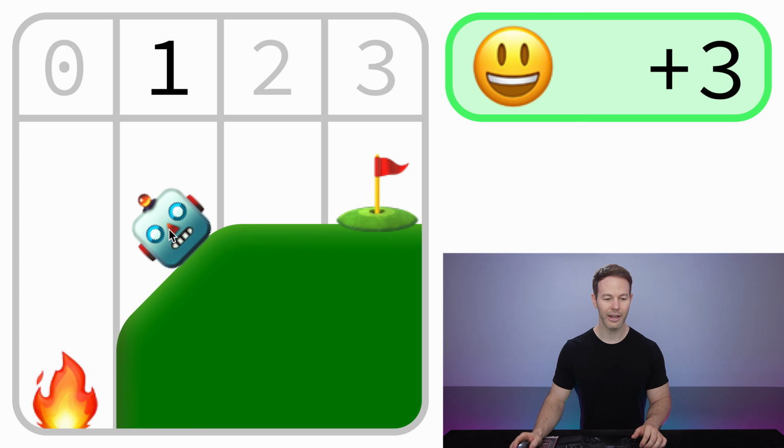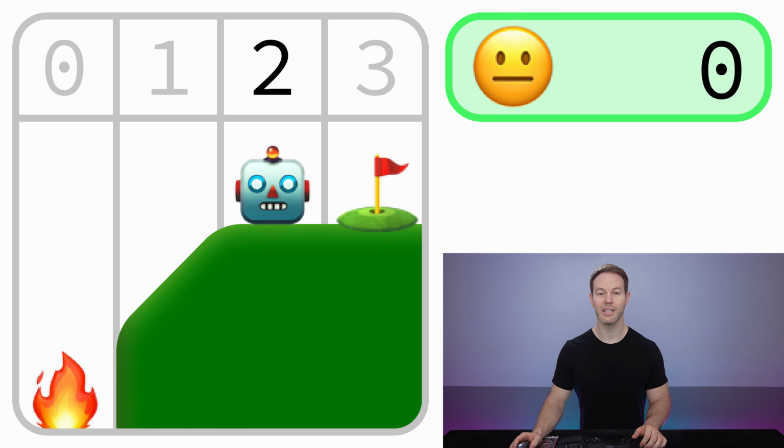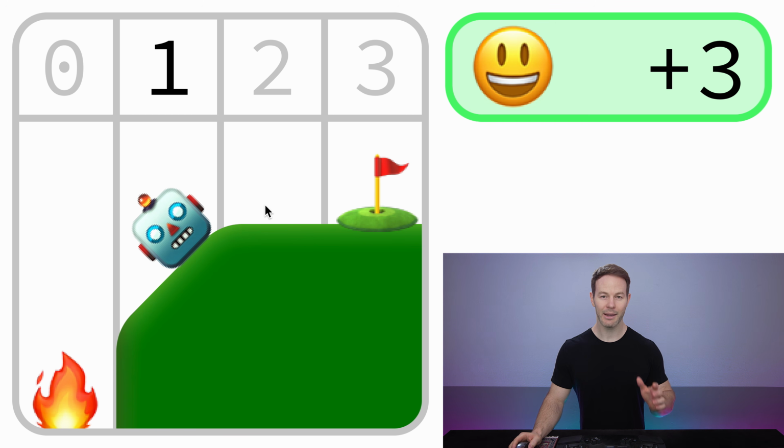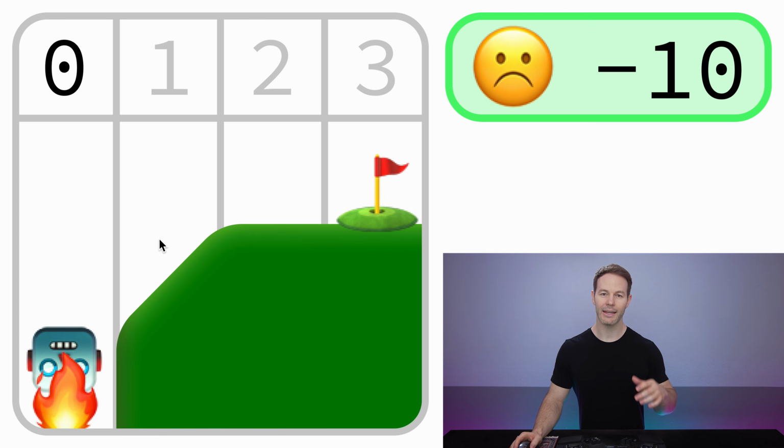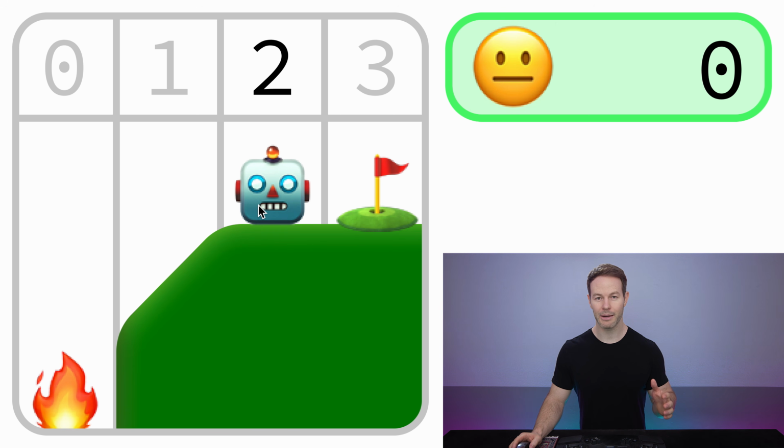However, if we choose to go right from this position, there's a 90% chance we'll make it back up on top of the hill. However, there's a 10% chance that we'll slip on our way trying to go up the hill and end up back in the fire pit. Now, if we make it back up on the hill, that'll give us a reward of 0. It's kind of like a bypass state.